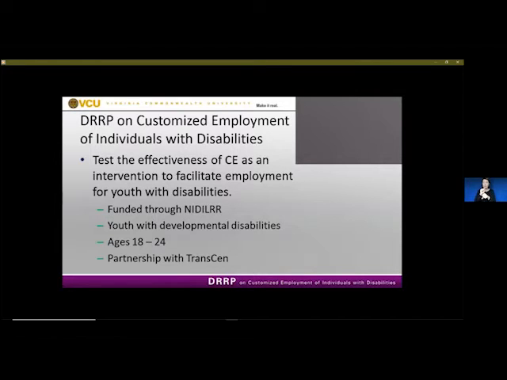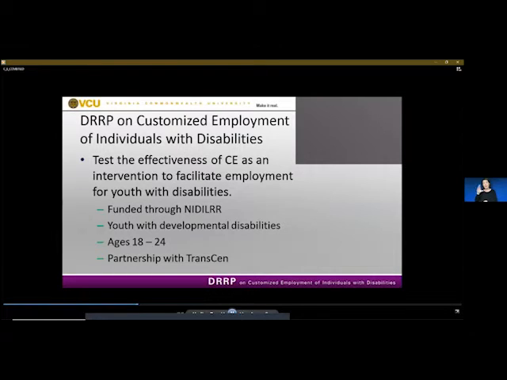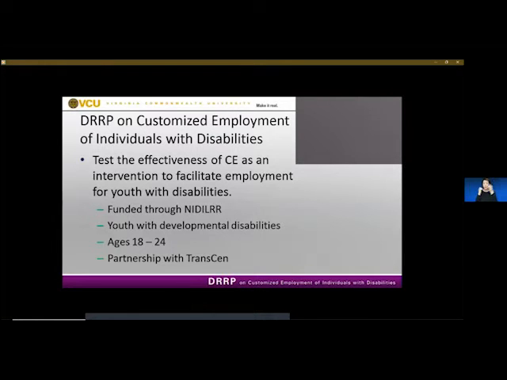And this project is funded through the National Institute on Disability, Independent Living, and Rehabilitation Research. And we're working with young adults with developmental disabilities who are ages 18 to 24. It is a partnership with Transcend, and we are evaluating and comparing employment outcomes of individuals with intellectual disabilities and autism who receive customized employment versus those who receive services as usual.